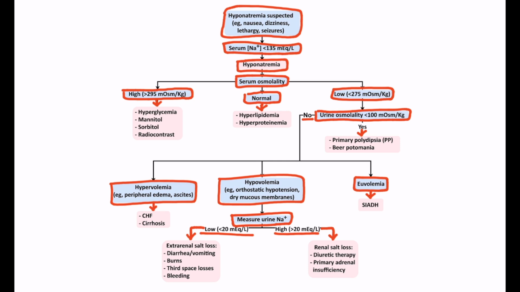There are a lot of steps. Let's do a quick review. So when serum osmolality is low, but urine osmolality is not low enough, we can evaluate the volumic status. Hypervolemic patients likely have CHF or cirrhosis. Euvolemic patients likely have SIADH, and hypovolemic patients have renal or extrarenal salt loss based on level of urine sodium.